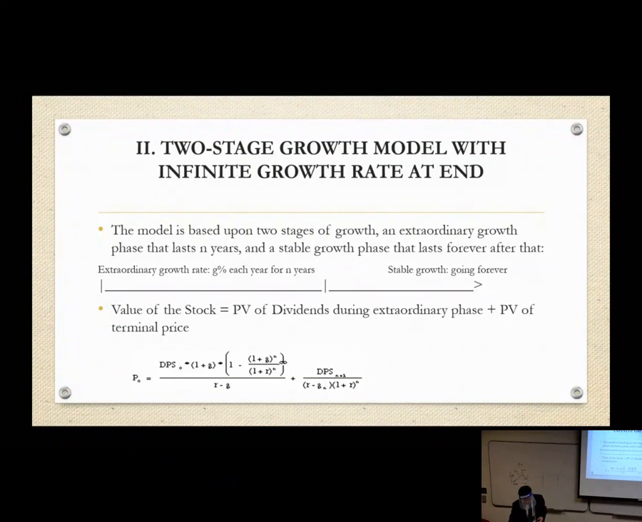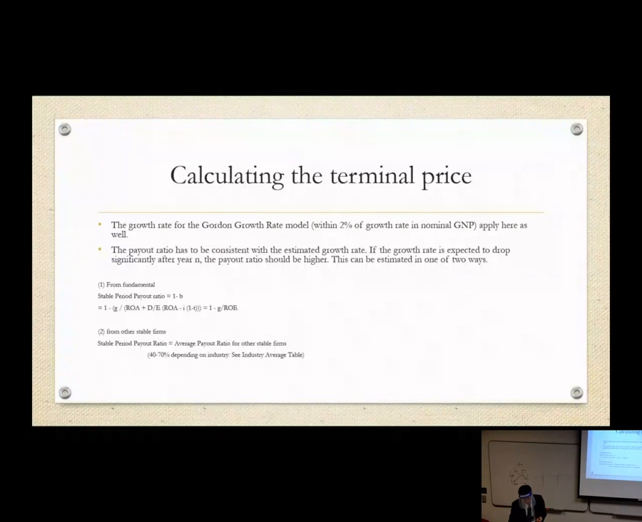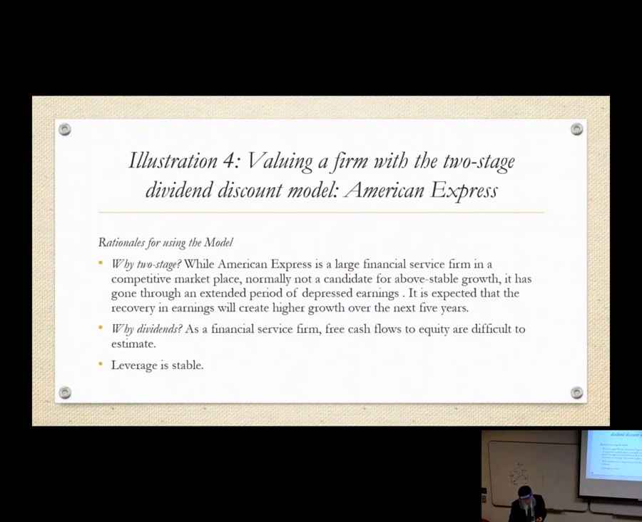Yeah. And okay, anyway, the one-stage model is still useful, but more frequently people use the two-stage model. Let's take a look at one example using the two-stage model of this dividend discount model. The target company is American Express, the credit card company. So we need to do a little reasoning on why the two-stage model.